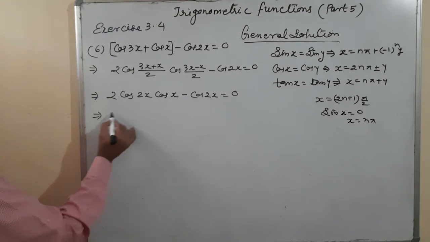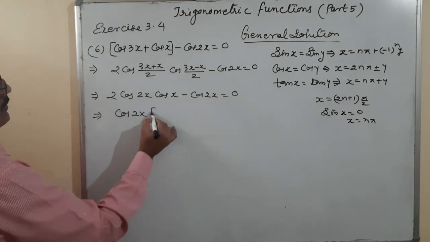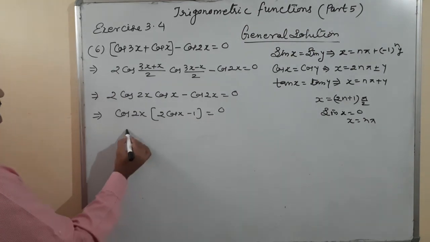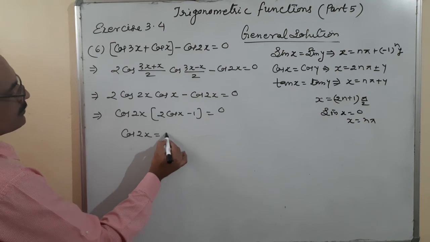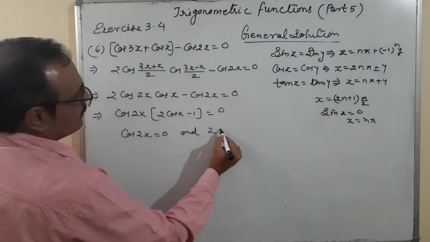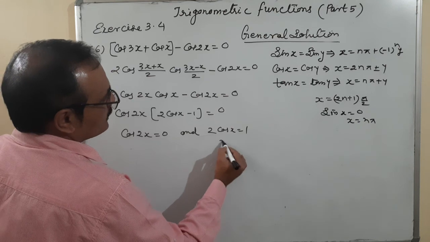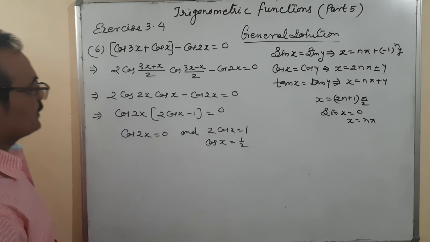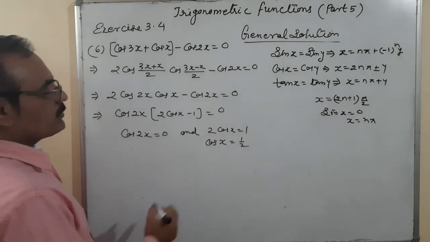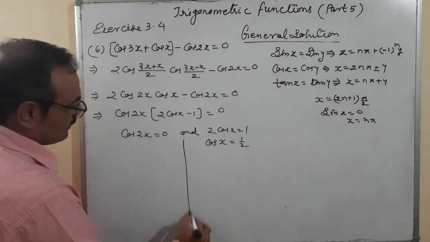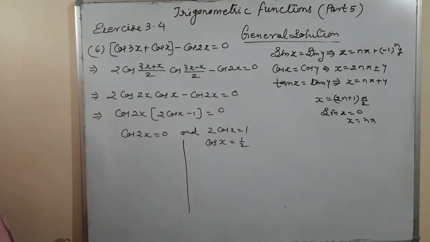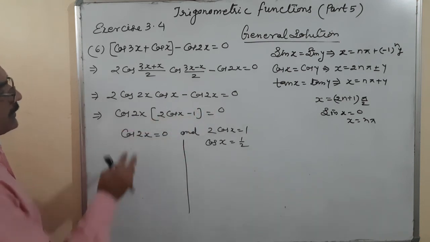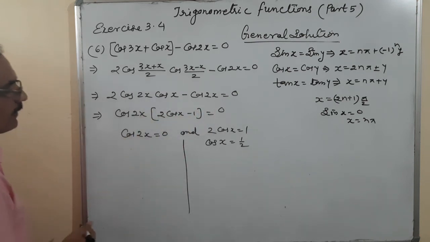Taking cos 2x common, cos 2x times (2 cos x minus 1) is equal to 0. So that means cos 2x is equal to 0 and 2 cos x is equal to 1, so cos x is equal to 1 by 2. So one value cos 2x is equal to 0, second cos x is equal to 1 by 2. Here it is 'and' or anything, because the product of these two terms is equal to 0. So either both are 0 or one of them will be 0.